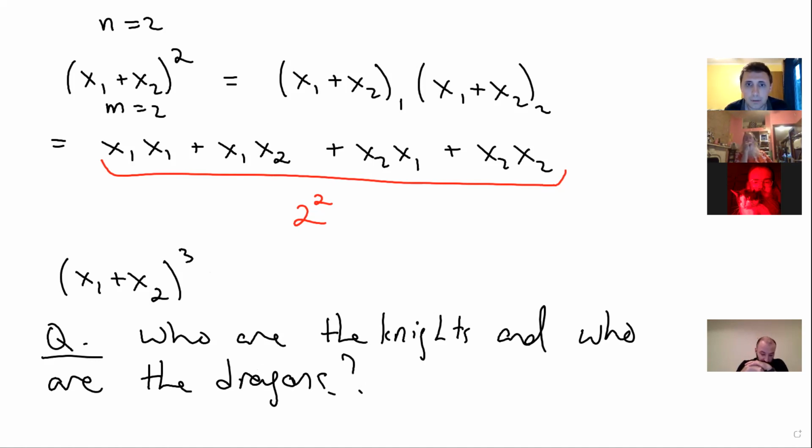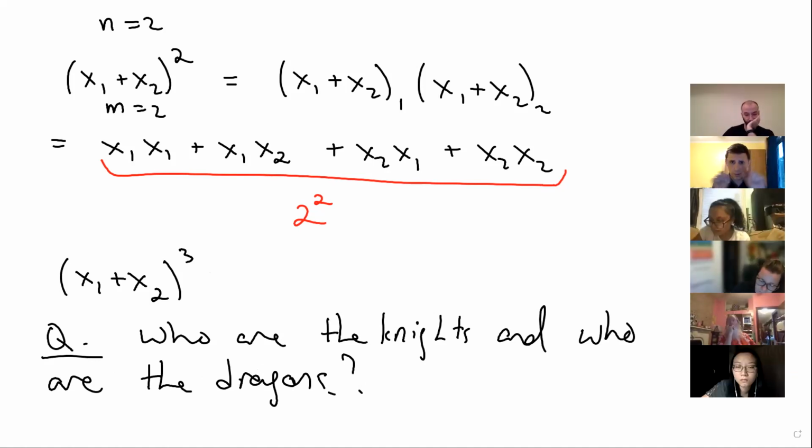Yes, they are equal, Gustavo, but in terms of combinatorics, when we're understanding how parentheses are expanded, it's useful to remember from which parentheses they came. So x1, x2 means x1 came from the first parenthesis, x2 from the second parenthesis, whereas x2, x1 means the reverse.